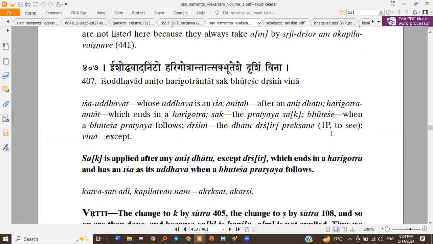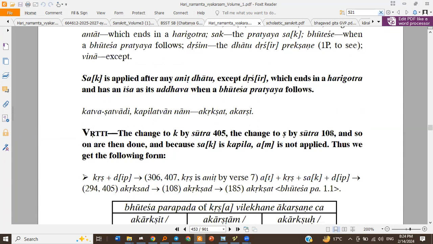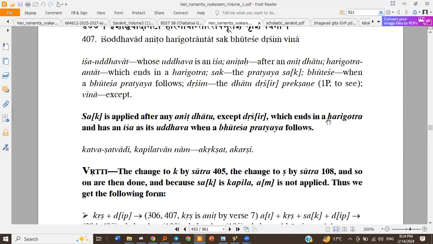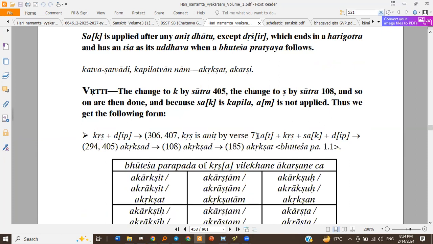Ishoddavadanito Harigotrantat Sakbhutesha Drishmina. Sak is applied after any anit dhatu except Drishir, which ends in Harigotra and has an Isha as its uddhava when a bhutesha pratyay follows. So here C is not inserted. So that was an optional form, because of the first sutra we read today, Krish, Sprish, Mrish, Trip, Drip, Srip, Sriva. By that sutra, C is optionally applied for Krish dhatu. So when C is applied, we get two forms, and when C is not applied, then we get this form which we are going to do.